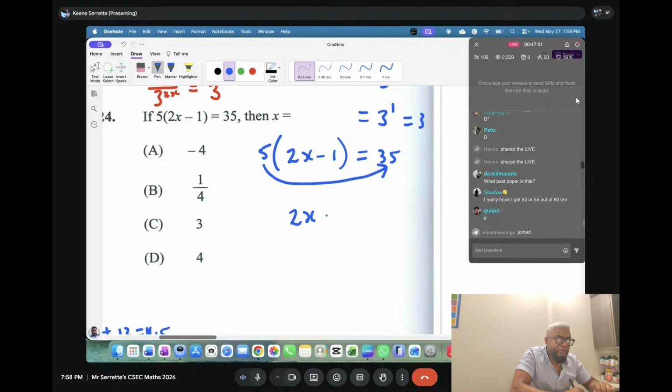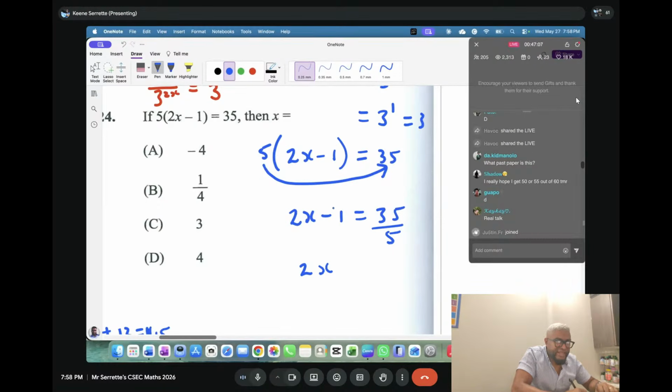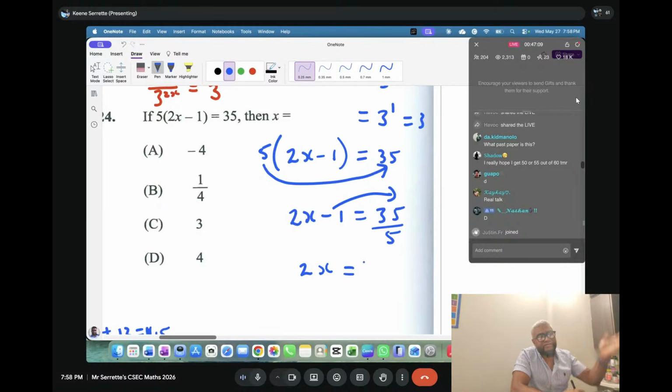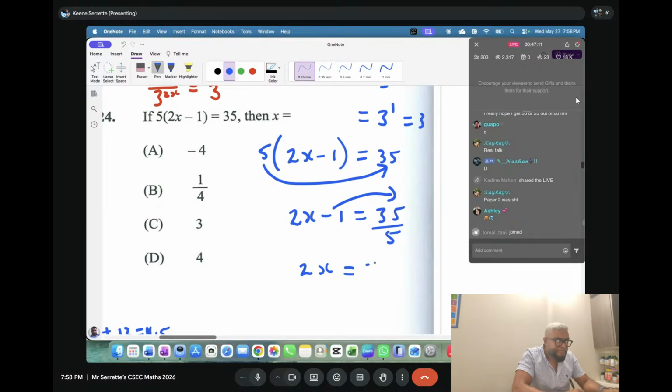Well, I want to know what's going on. This will be 35 divided by 5. 2x, I'm flinging this negative 1 over here. When negative 1 goes to the right, what are we doing? X is equal to 8 divided by 2, which is 4.